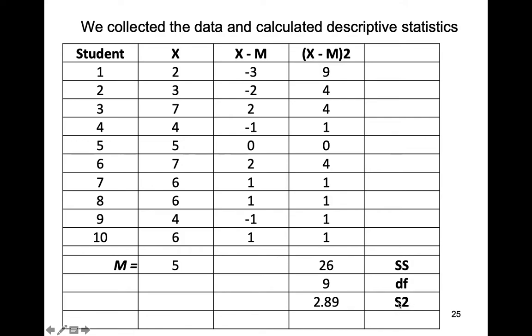Notice that instead of SD squared, I've got S squared. This really should be an exponent, but I just got lazy and didn't make it a superscript. So what is this telling us? This is telling us that our estimate of the variance in the population is 2.89. We just used our sample data. We used the variability of our sample data as a way to come up with an estimate of what the variance in the population is likely to be.